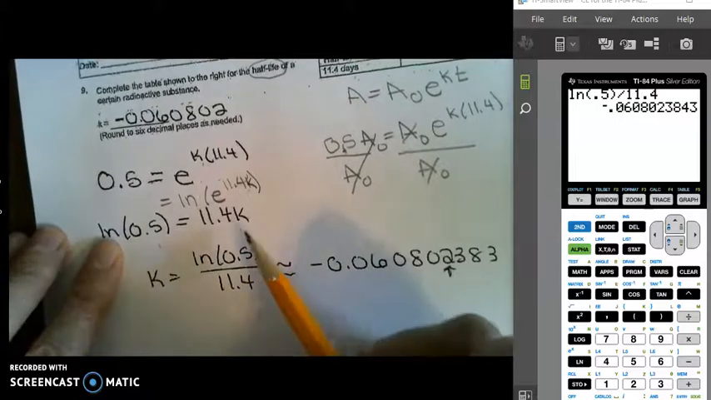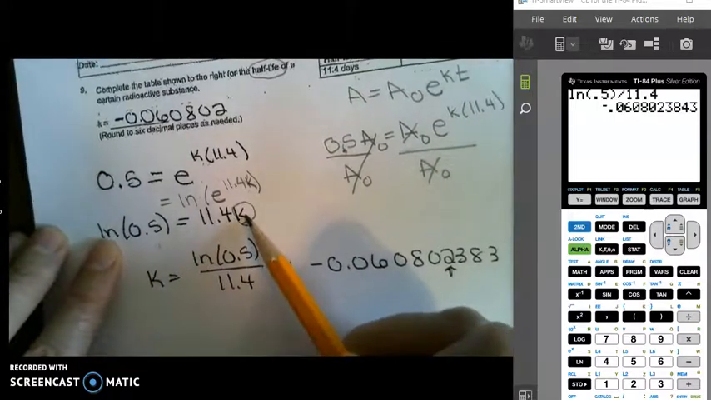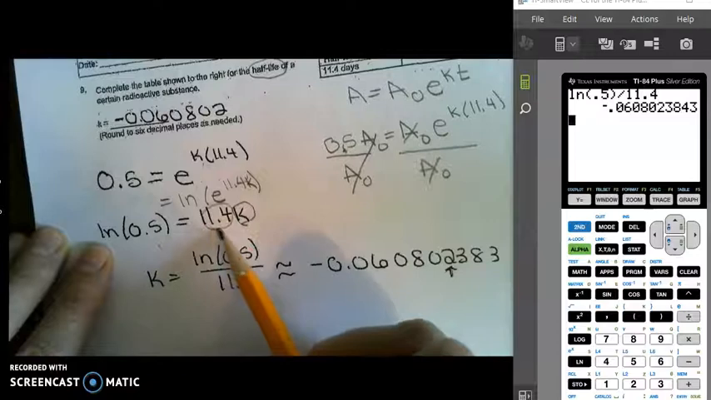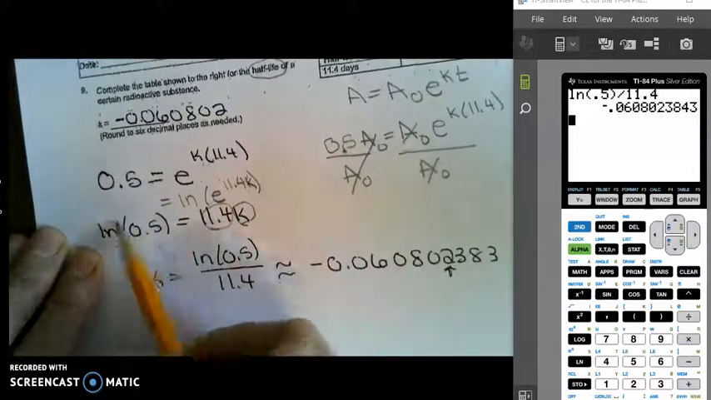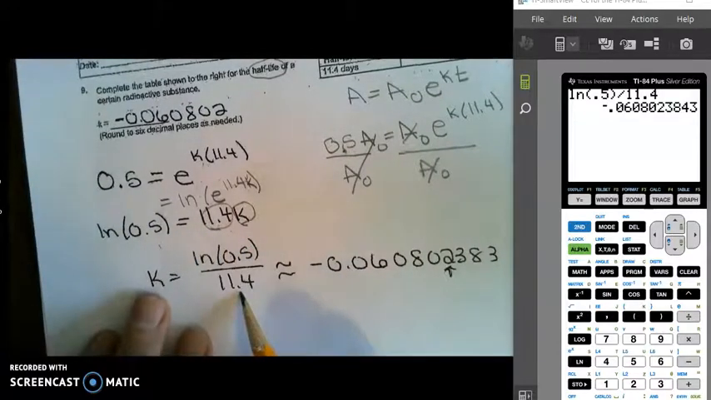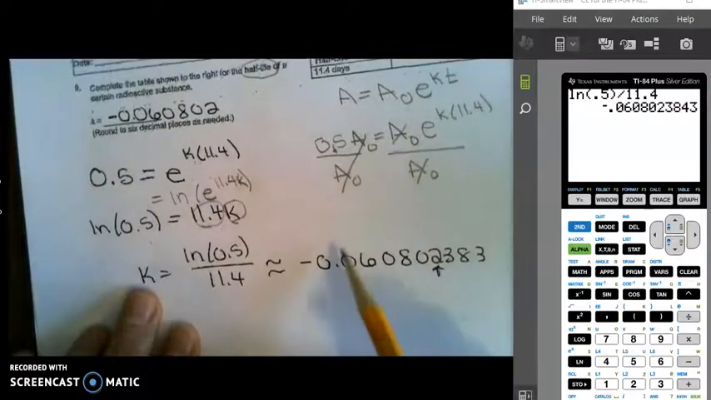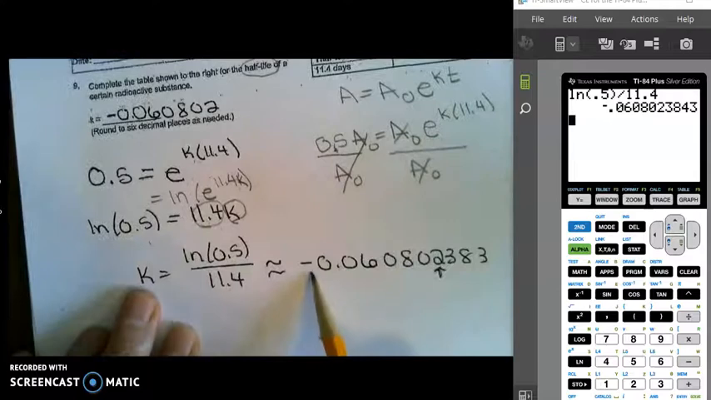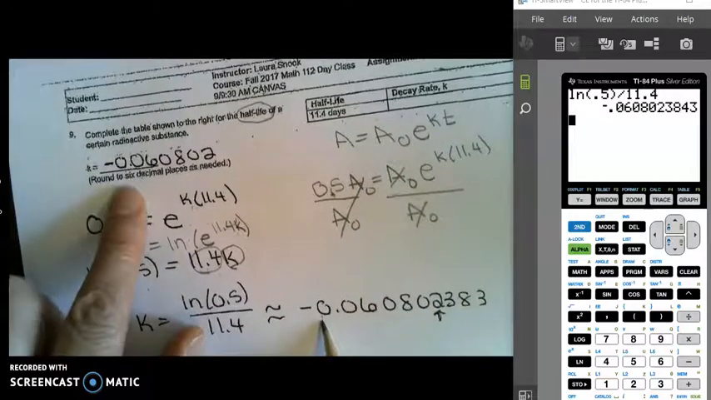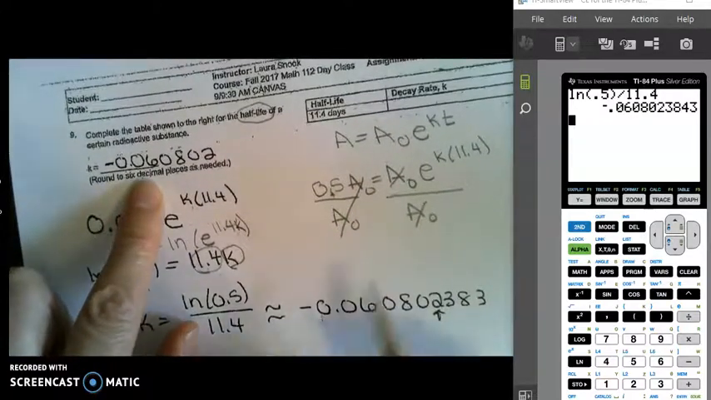So the next step is to get K isolated. So I divide both sides by 11.4. So I get the natural log of 0.5 divided by 11.4, which we plug into our calculator. I have it in the calculator to the right there. We get a negative number. The homework asks us to round to 6 decimal places, so I marked it 1, 2, 3, 4, 5, 6. We want to round right there.